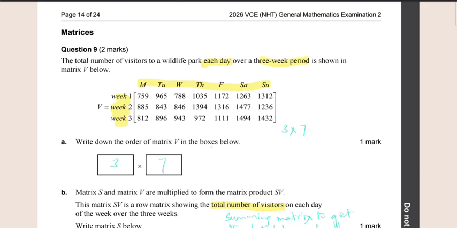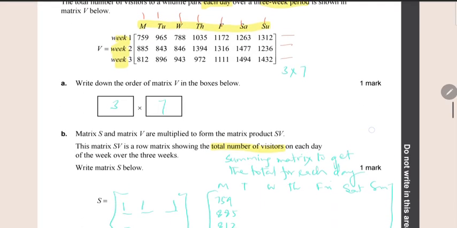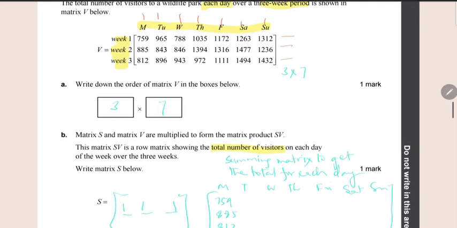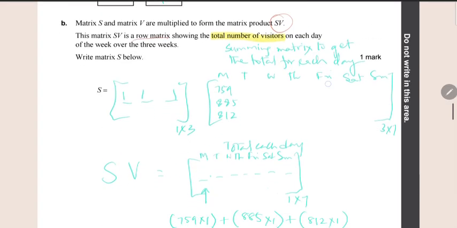Write down the order of the matrix V in the boxes below. So we know that there are 3 rows and there are 7 columns, and the order is 3 by 7. Matrix S and V have been multiplied to form the product SV. This matrix SV is a row matrix. Okay, so it has a single row showing the total number of visitors on each day over the 3 weeks. The total number of visitors each day.